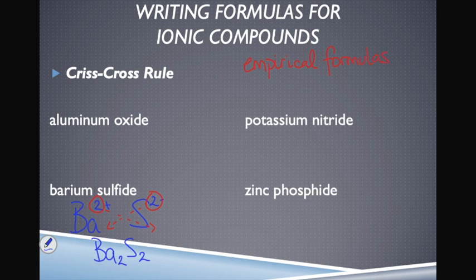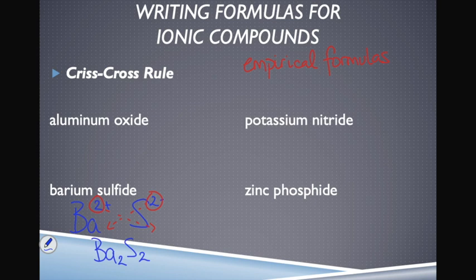And with empirical formulas, what we do is we show the lowest ratio of anion to cation that we need to get an electrically neutral compound. So it's the lowest ratio. Right now, as we have it written, Ba2S2 is showing a 2:2 ratio, 2 bariums to 2 sulfurs. Can we simplify? So we always have to ask ourselves that at the end of writing the formula. Hey, can I make this any simpler? Can I simplify this ratio of cation to anion?